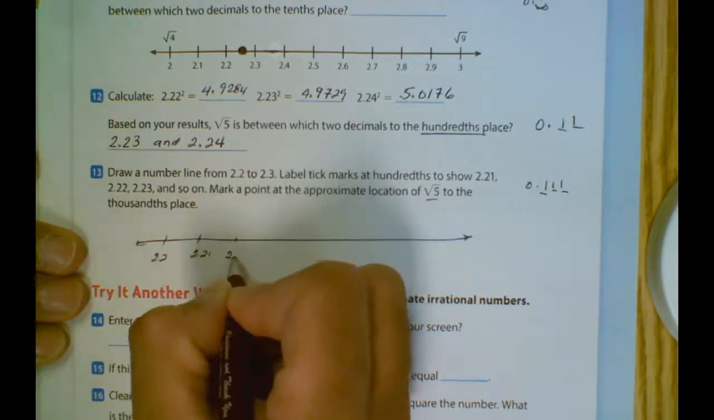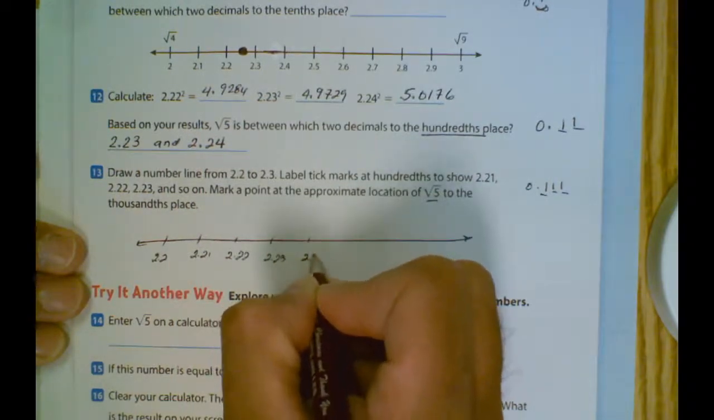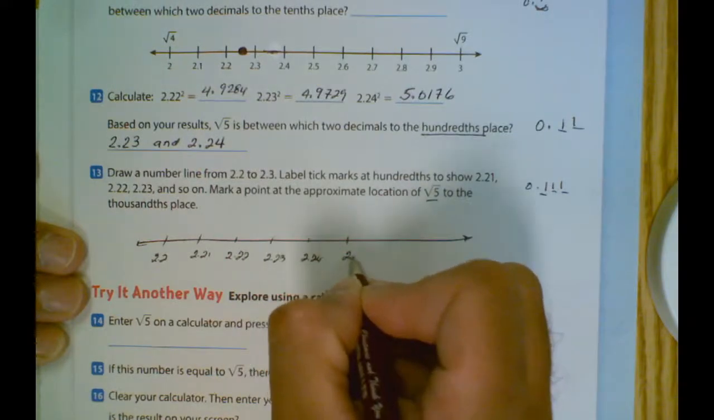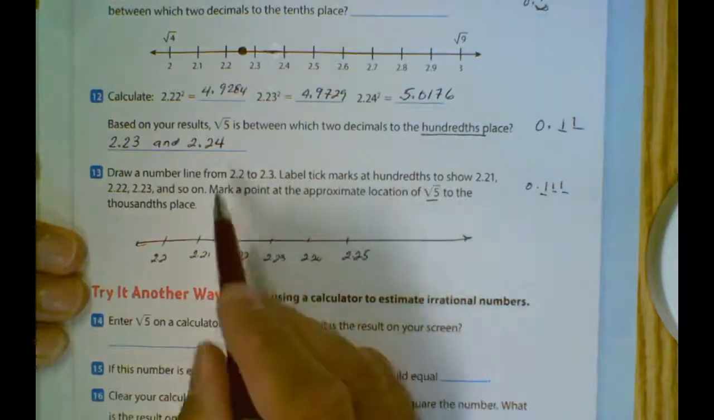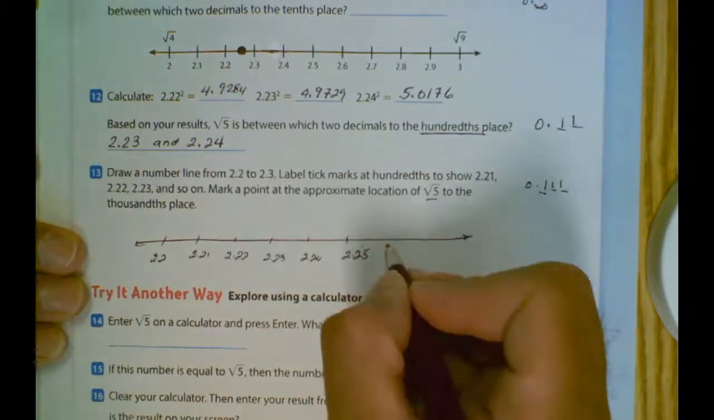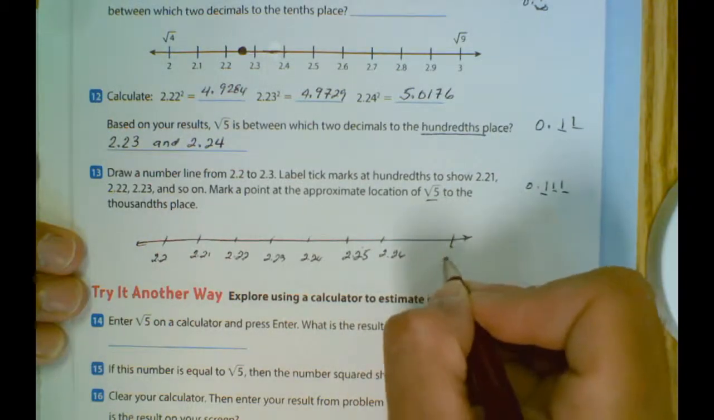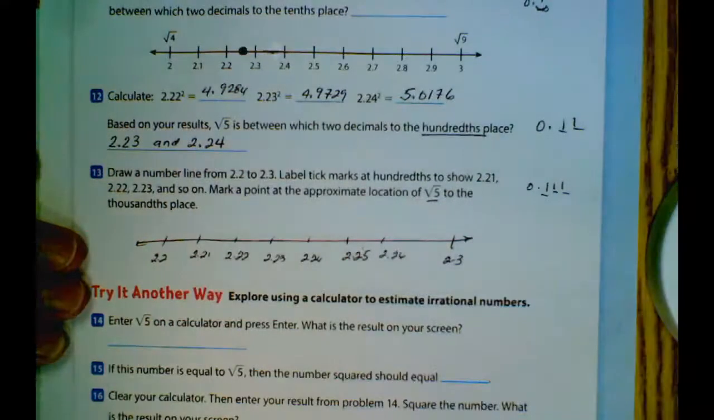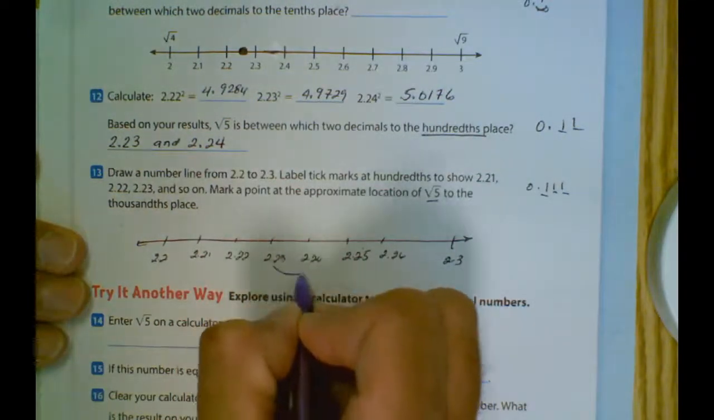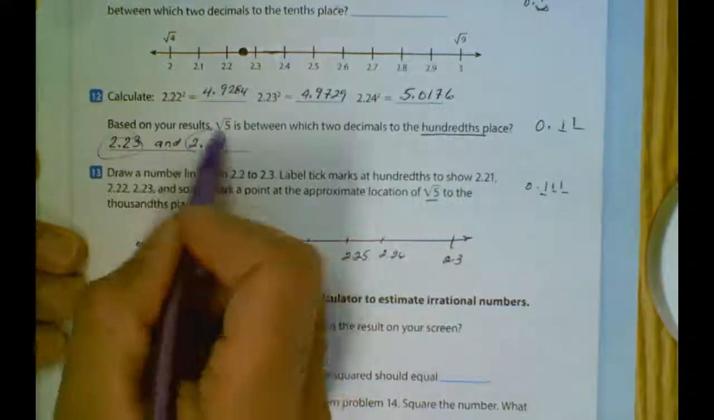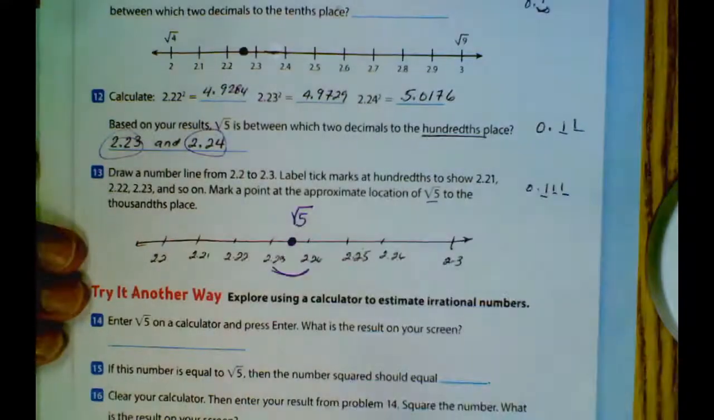2.21, 2.22, 2.23, 2.24, 2.25. It goes all the way to 2.3. 2.26 and continue that way until you get to 2.3. So in this case, I'm going to mark square root of 5 is between 2.23 and 2.24. We got it here. So it's around here is square root of 5.